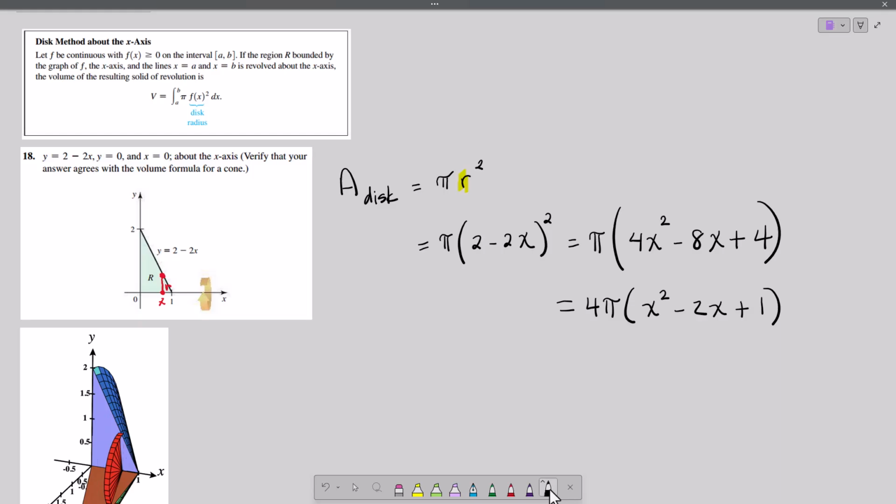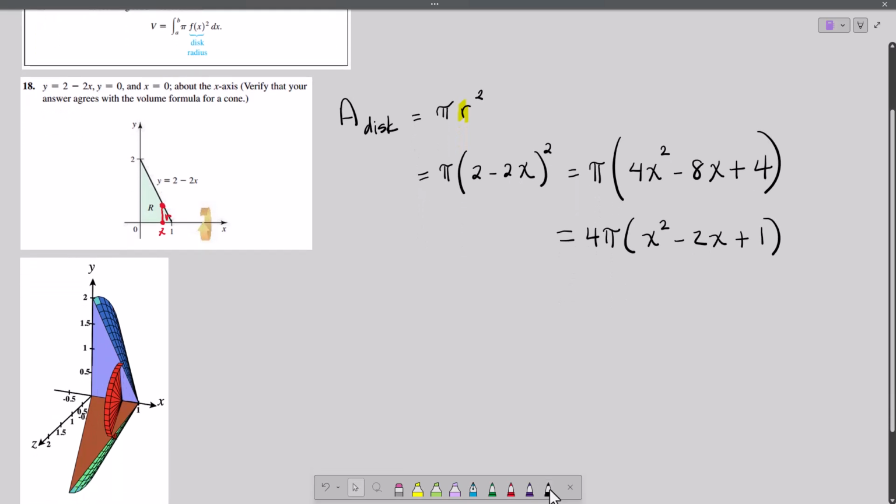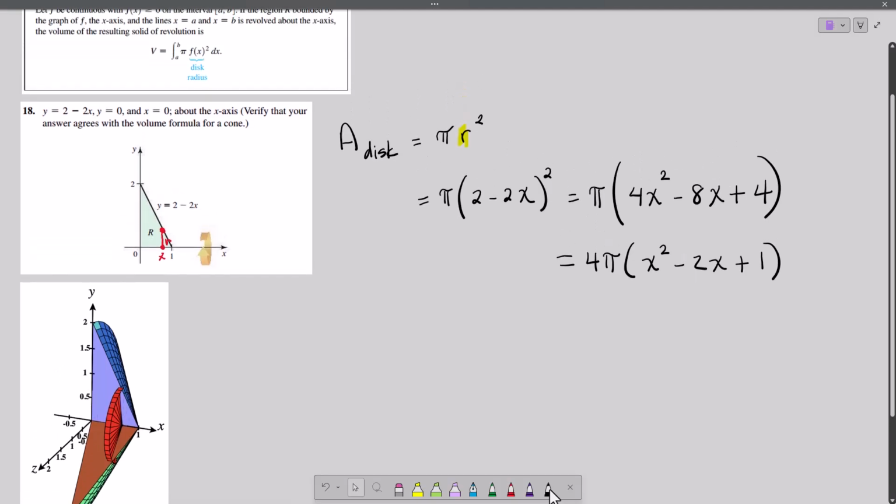Okay, so everybody with us for the area? So that formula up here, this is just the area of the disk. Pi times the radius squared, where the radius is given by the function. So pi r squared.